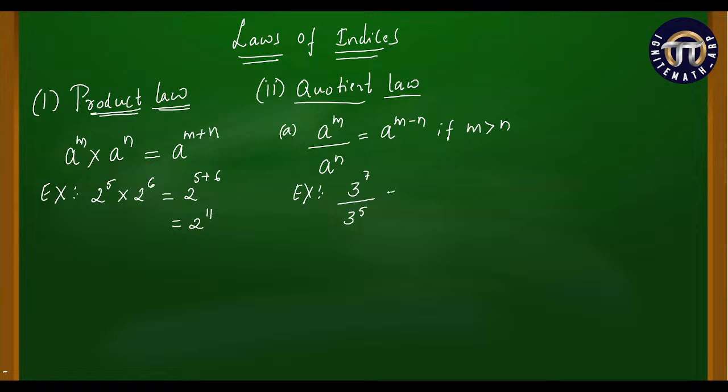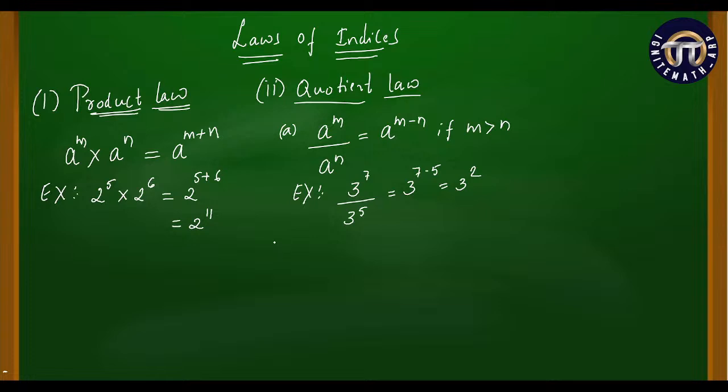You must know, children, if anybody requires money, the person with less money will always go to the person with more money. So here the lesser power should go to the bigger power. Clear, children? So I can write this as 3 to the power of 7 minus 5, so that becomes 3 to the power of 2.